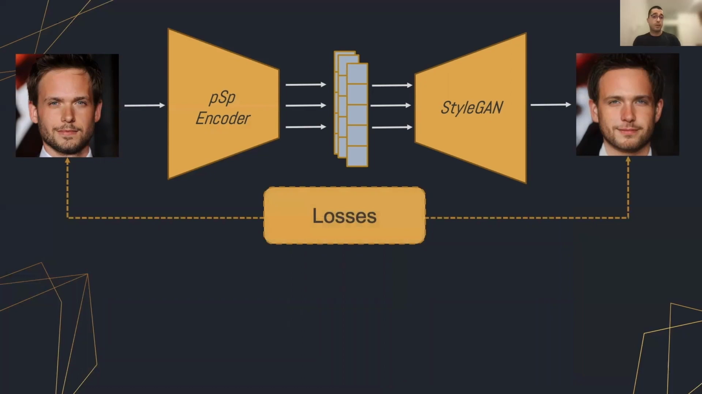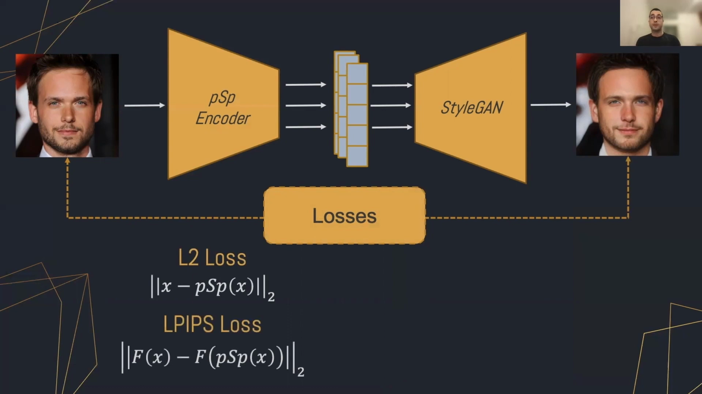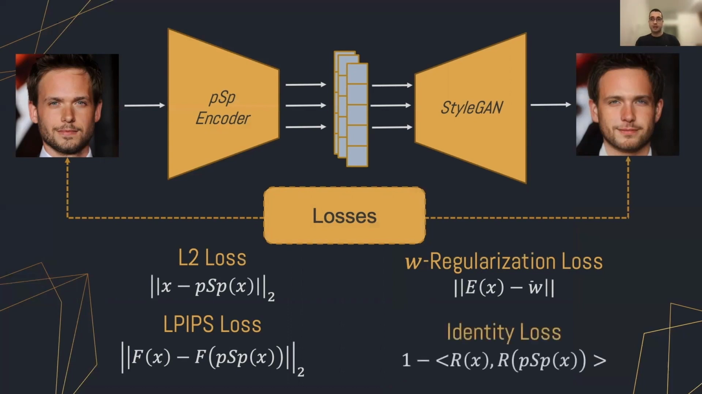For the set of losses that we use to train our encoder, we use some simple losses that were commonly used before pSp, such as L2 and LPIPS, a sort of perceptual loss. In addition, we introduce 2 different losses. One is a regularization loss, which makes sure that we encode images into well-behaved regions of StyleGAN's latent space. And the most important loss that we found when working on the facial domain is this identity loss, where we take a pre-trained facial recognition network and compare the facial embeddings of our input image and the output image. This forces the encoder to preserve the identity of the individual.